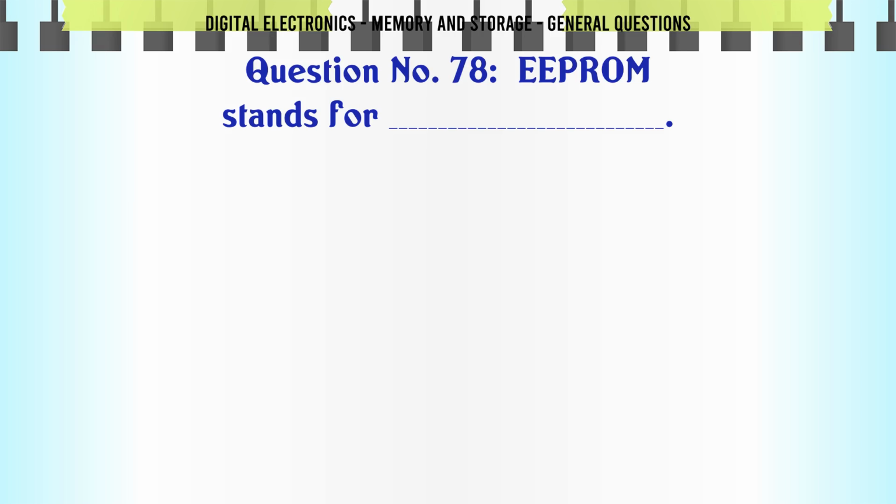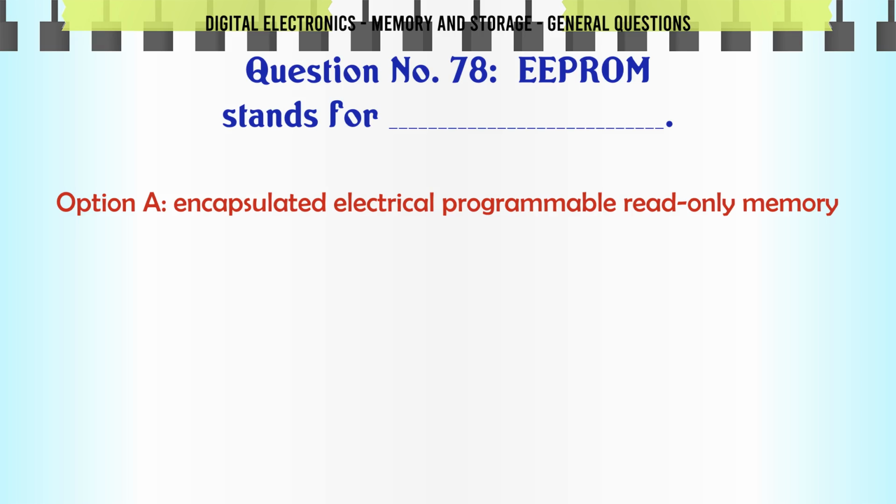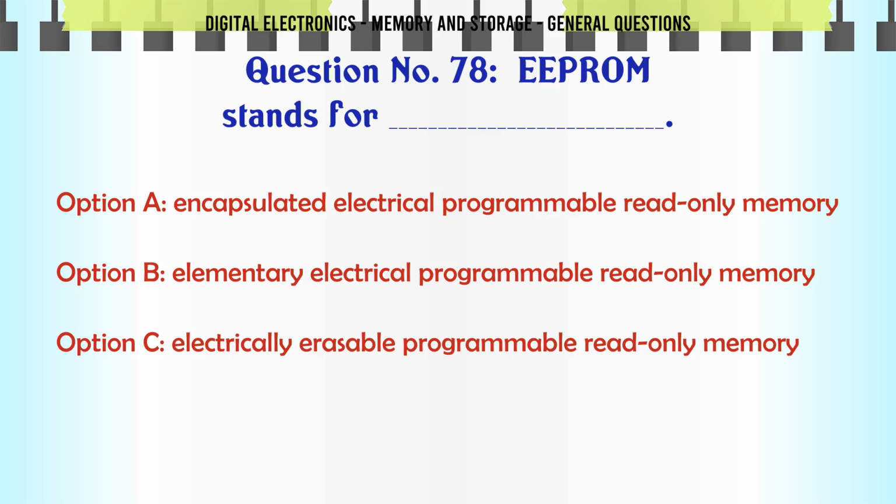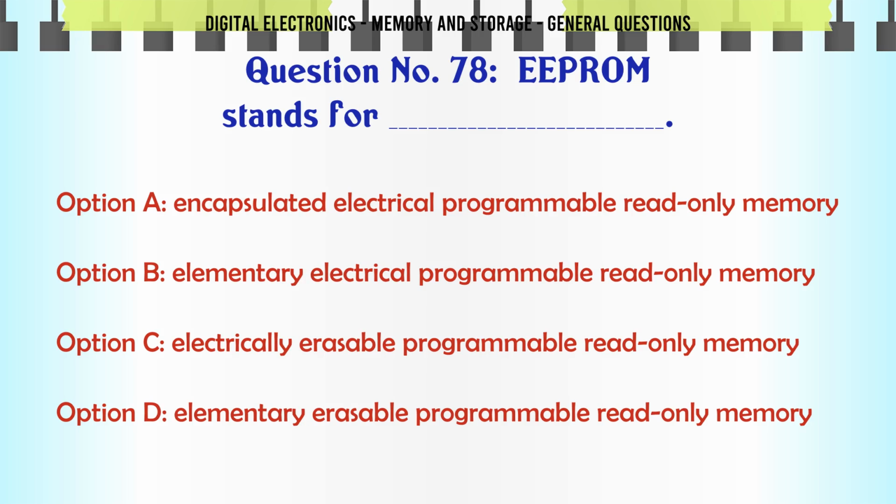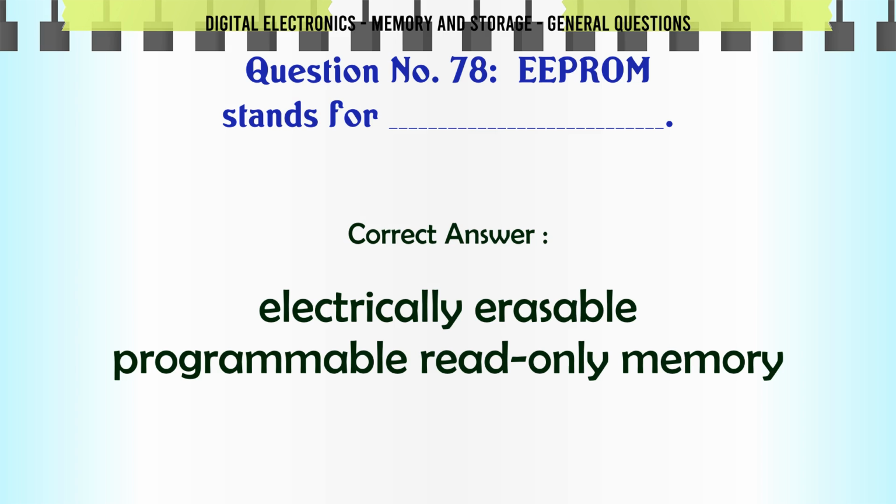EPROM stands for A. Encapsulated Electrical Programmable Read-Only Memory. B. Elementary Electrical Programmable Read-Only Memory. C. Electrically Erasable Programmable Read-Only Memory. D. Elementary Erasable Programmable Read-Only Memory. The correct answer is Electrically Erasable Programmable Read-Only Memory.